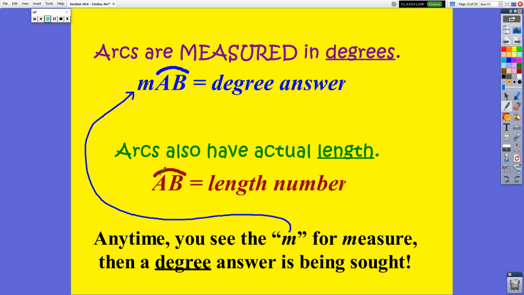But if I just say, what is arc AB, then that's implying that I'm looking for a length number. And we haven't gotten to that part yet. That'll be in a future video where we talk about circumference or perimeter, and then partial circumference or partial perimeter of circles. So just know that arcs technically could be expressed 2 different ways, in terms of degrees and also in terms of length. Just look out for that M and you'll know if it should be a degree answer or if it should be a length answer.